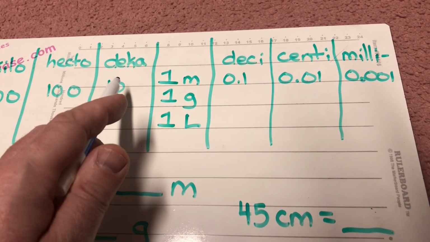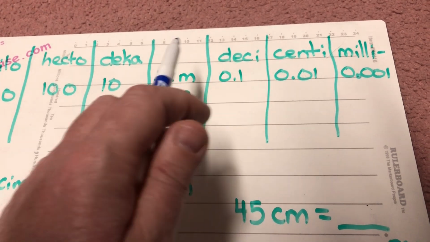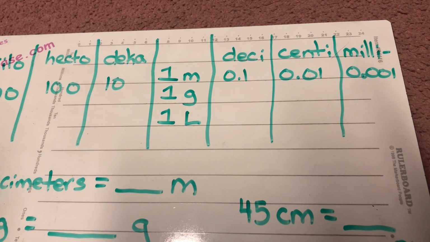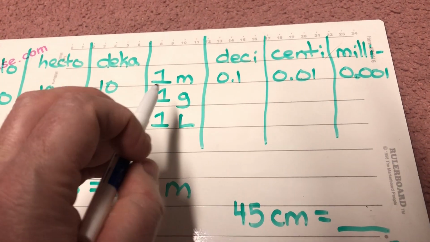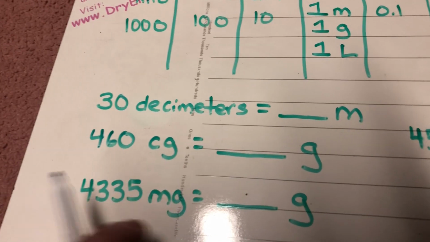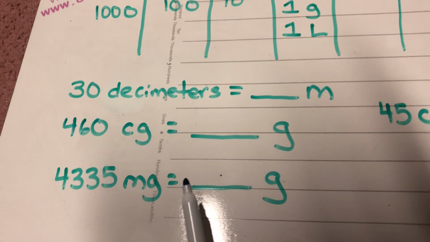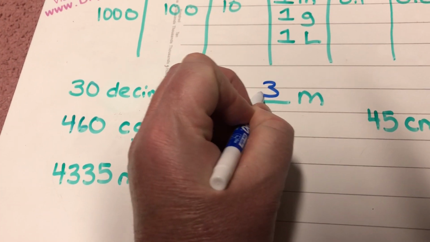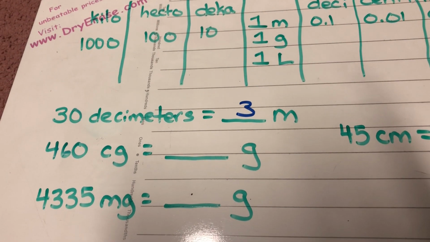If I was going up 2 places, I would divide by 100. If I was going up 1, 2, 3 places, I'd be dividing by 1,000. But I'm only going up one place, so I'm going to be dividing by 10. So it's 30 divided by 10, which tells me that 30 decimeters is equivalent to 3 meters.